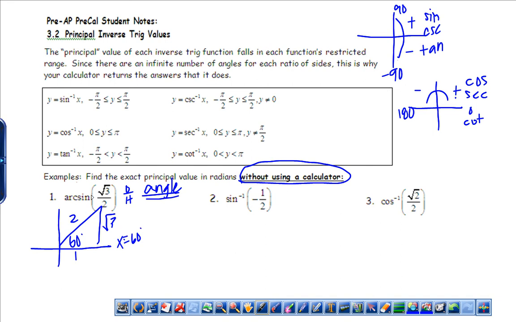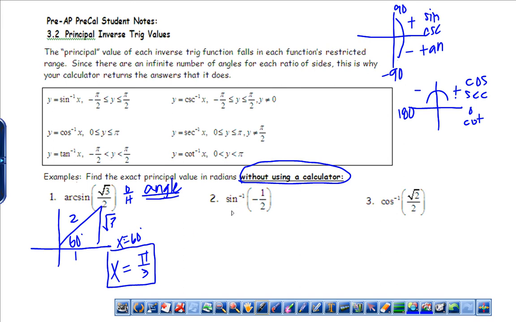Okay, now what I need to do is go ahead and change this back to radians, and you should know this by now, and if you don't, you can go ahead and change it to radians by multiplying by pi over 180. So if I change this back to radians, this is going to be pi over 3. And that's my answer. I found an angle.